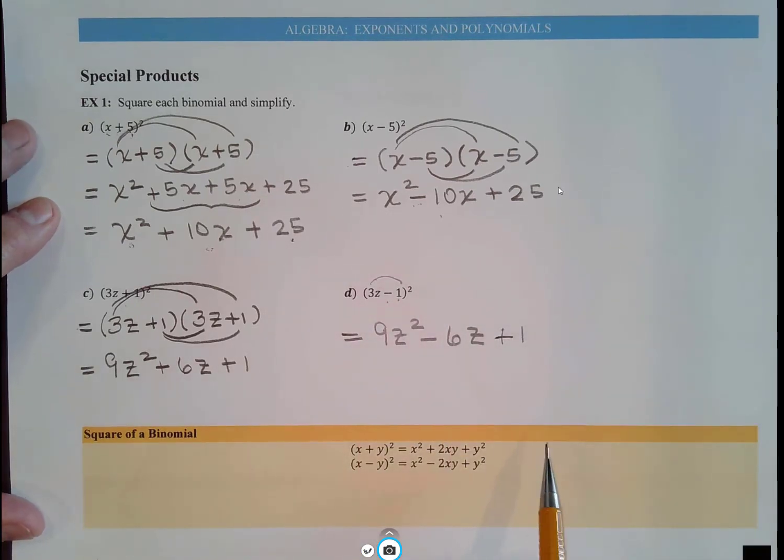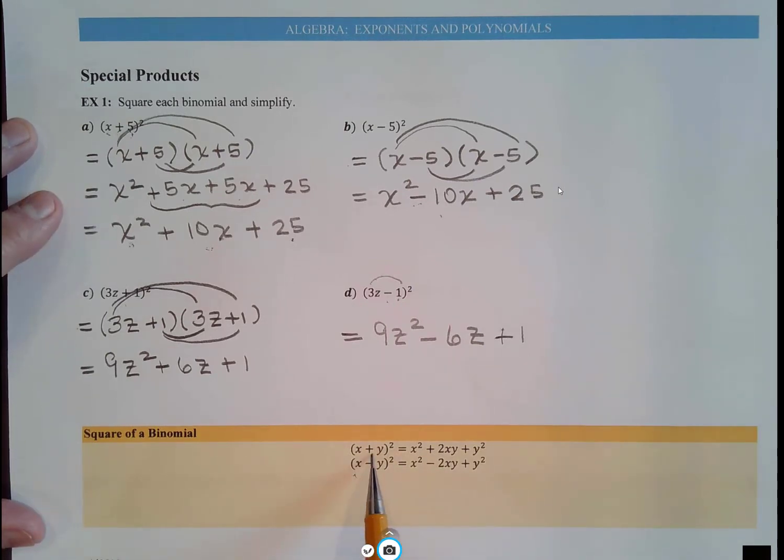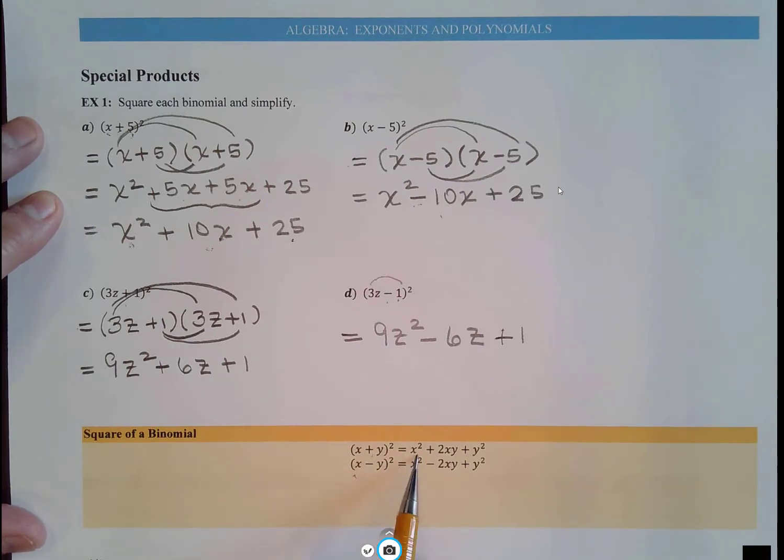Now, as a result, we've got a couple of formulas for squaring a binomial. If you've got a binomial of the form x plus y quantity squared, our first term is x squared. Our middle term is twice the product of x times y. And our last term is y squared. If we change the sign in the middle to minus, notice that that's going to change the sign of our middle term to minus.